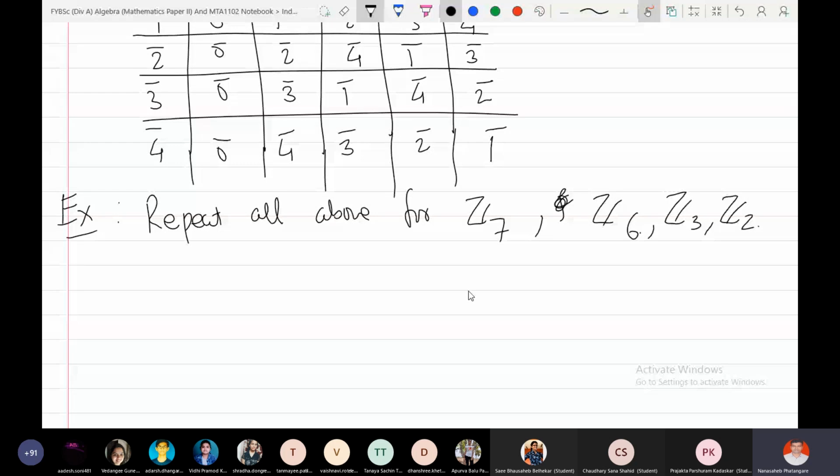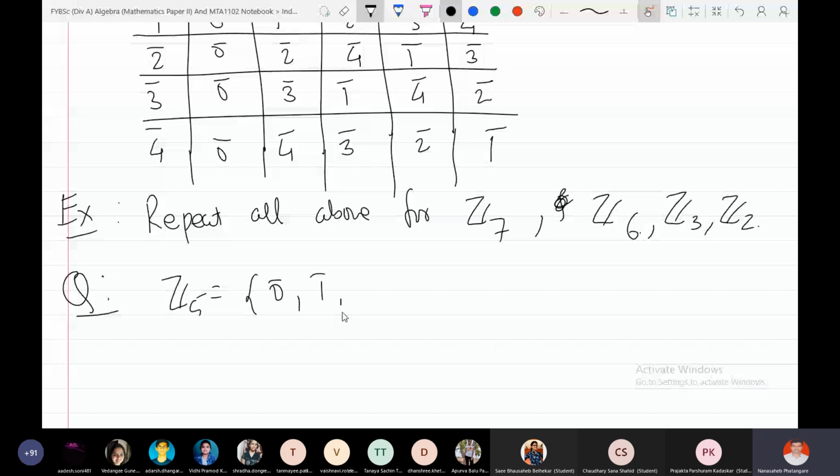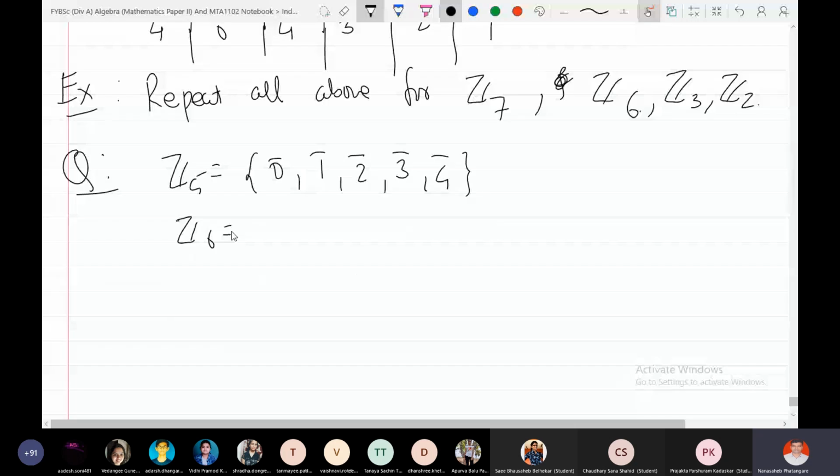So you look at Z7. Z7 has how many elements? 7 elements, 0 bar, 1 bar up to 6 bar. And then you understand how to add and how to multiply two members. Right. Now the next question I would like to ask. What is Z5? Z5, you know this: 0 bar, 1 bar, 2 bar, 3 bar, and 4 bar. And Z6, for example, is 0 bar, 1 bar, 2 bar, 3 bar, 4 bar, 5 bar.